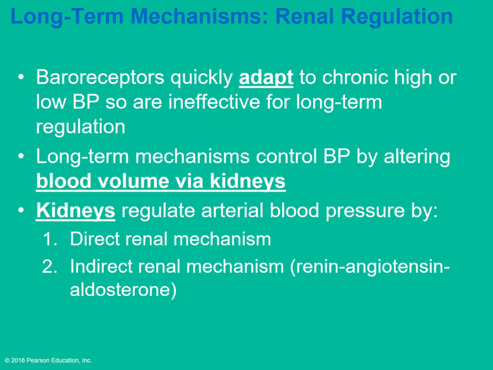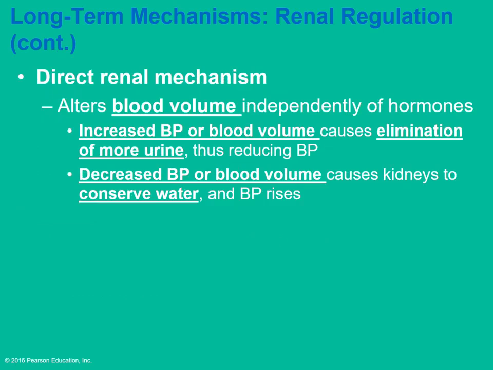Long-term mechanisms are going to involve the kidneys, the renal regulation. So there are receptors that will adapt to chronic or long-term high or low blood pressure. So they're ineffective for long-term regulation. So long-term regulation is going to be controlled by changing the blood volume in the kidneys. So how does it work? There's indirect and direct.